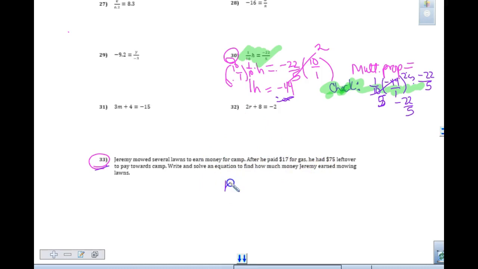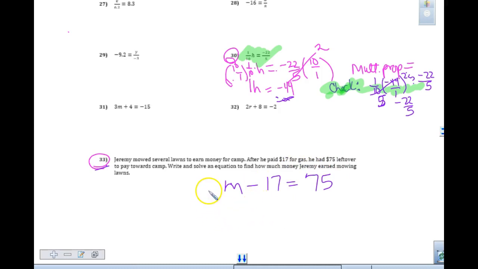M for money, whatever variable you want to use. He had to pay $17 out for gas, and he was left with 75. Don't make it harder than you have to, right? So as we look at this equation, it then says, write and solve the equation. So one of our standards is you have to write it, okay? Subtract 17 because you paid 17 for gas, and then you're going to solve it.